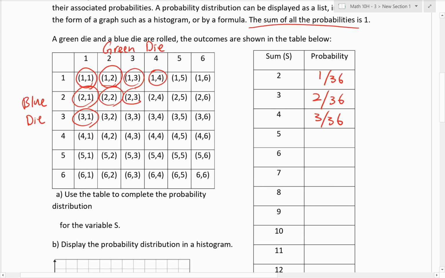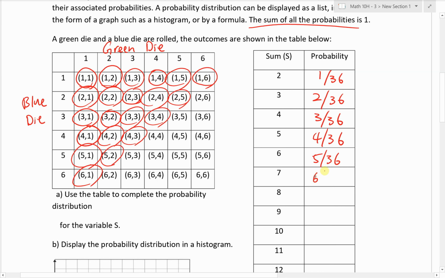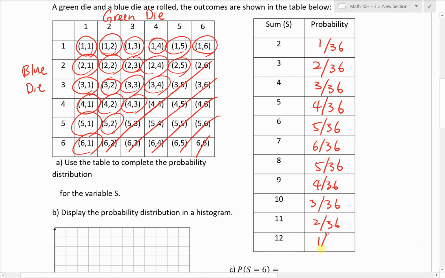And for 5, this will be 1, 4, 2, 3, 3, 2, 4, 1. So there are 4 of them. For the 6, it's 1, 5, 2, 4, 3, 3, 4, 2, 5, 1. That's 5 of them. For the 7, 1, 6, 2, 5, 3, 4, 4, 3, 5, 2, 6, 1. So that's 6 of them. And that's 5 of them here, then 4, 3, 2, and finally 1 out of 36. So this is the probability distribution, basically, expressed in a table.